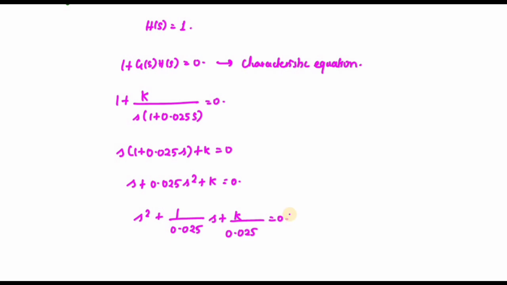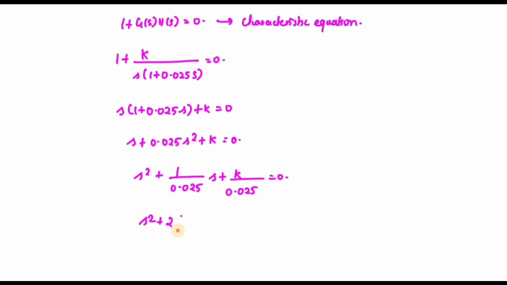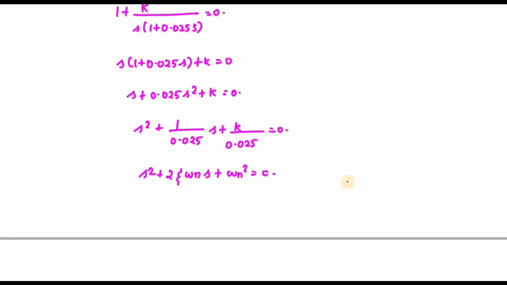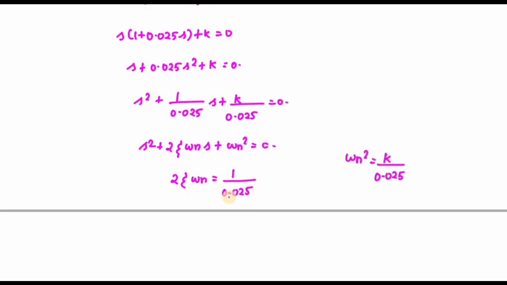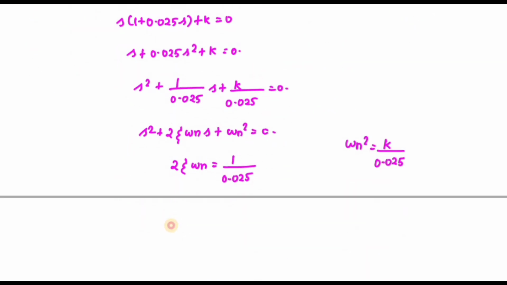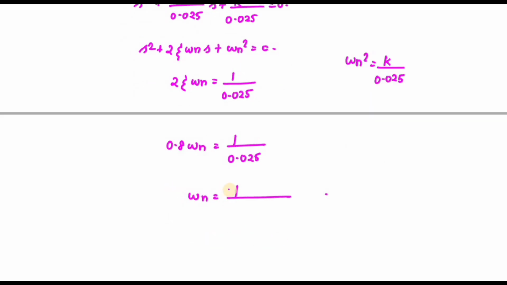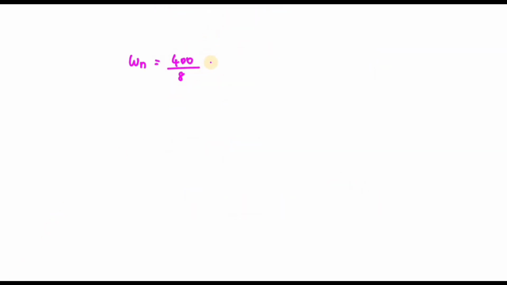This equation is similar to s square plus 2 damping ratio omega n s plus omega n square equal to 0. This is the characteristic equation for the second order function. So omega n square is equal to K divided by 0.025, and 2 damping ratio omega n is equal to 1 divided by 0.025. Since the damping ratio is given as 0.4, 0.8 into omega n is equal to 1 divided by 0.025. So omega n is equal to 1 divided by 0.025 into 0.8. So it is not 1000, it is 10,000 divided by 200, and you will get omega n equal to 50.